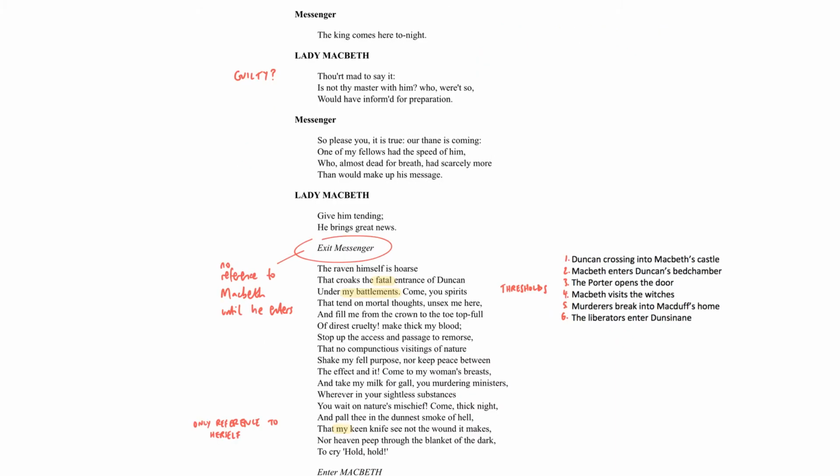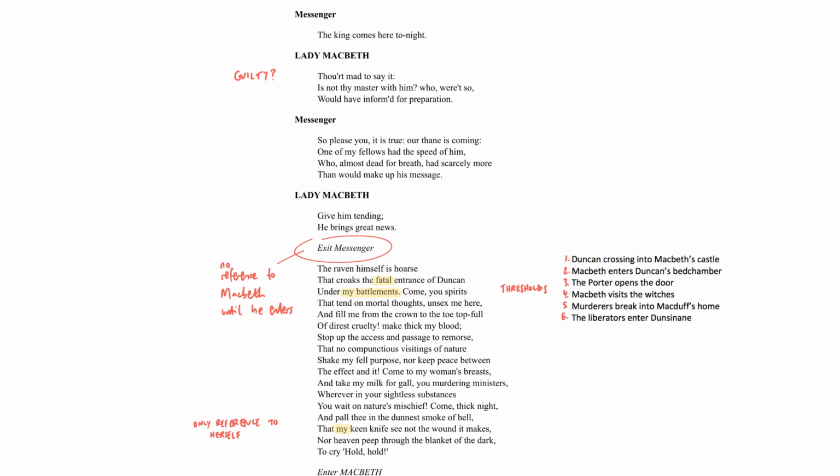And now, almost as if he's read her thoughts, the messenger says, "The king comes here tonight." And she seems to blurt out something that, in retrospect, she shouldn't have. "Thou'rt mad to say it." In the context of what she's just been saying, it's almost as if she's letting on her own guilty thoughts here. Like he's read her mind, what she's been plotting. So the messenger works as like a pivot in the scene. It's exciting, it's dramatic, because of course the audience know exactly what she's just been saying. And that line for us, "Thou'rt mad to say it," carries much more significance because of the dramatic irony than it does for the messenger when he hears it.